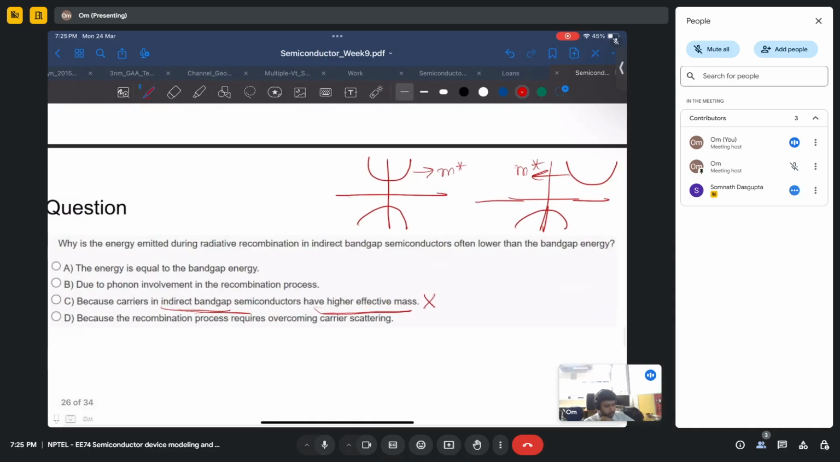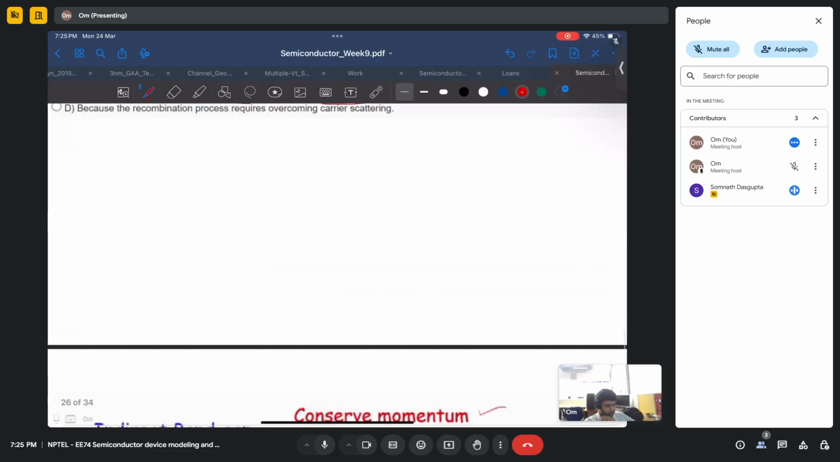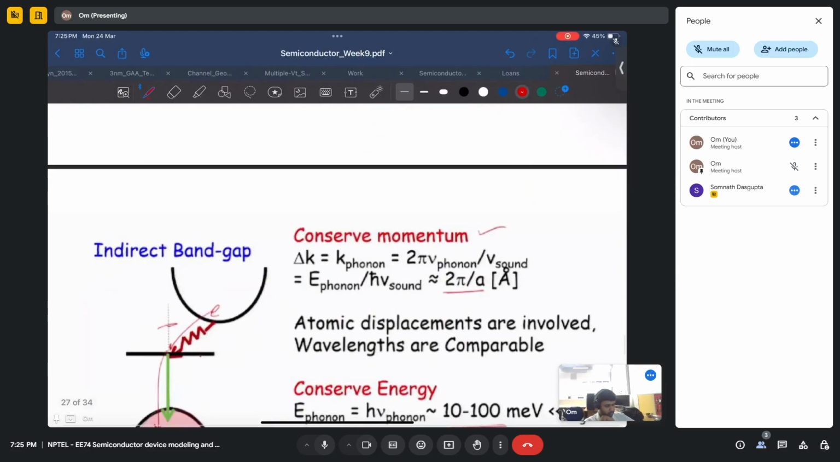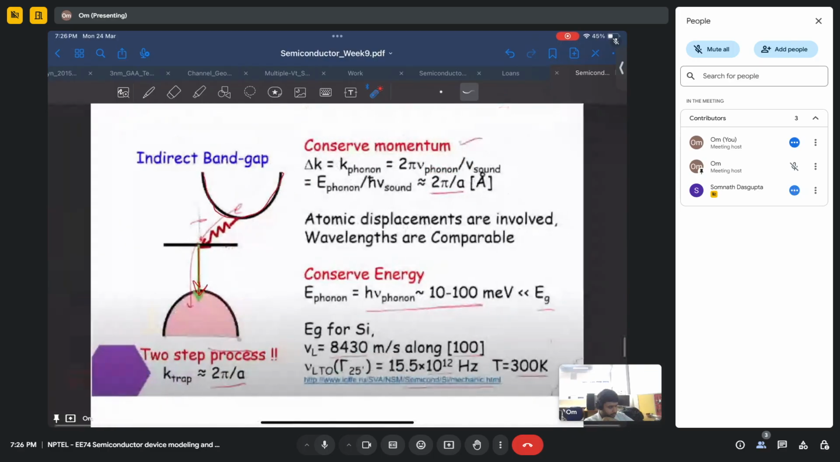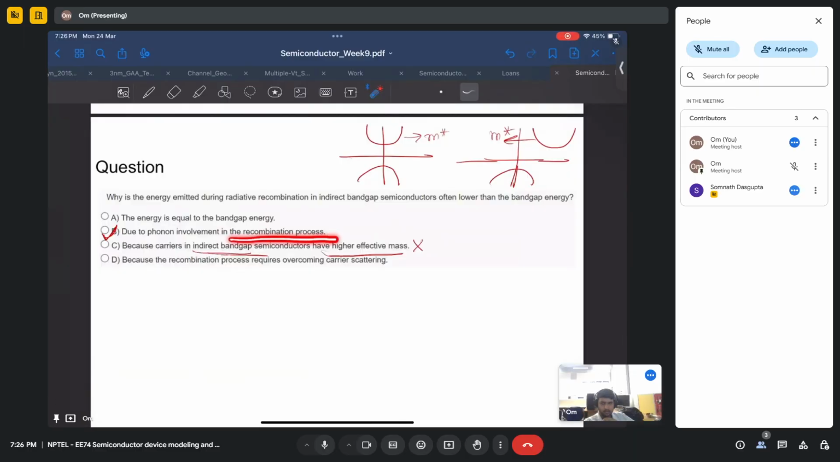Okay, so the answer is due to the phonon involvement in the recombination process. If you look at how the indirect bandgap emitters recombine, they need to change their momentum as well as their energy, right? To change the momentum, they interact with the phonons, which change their k value. So to go from this k state to this k state, they interact with the phonons. Once they are at the same k value, they emit the energy here. I think this kind of question we have seen before also. So this is due to phonon involvement in the recombination process.